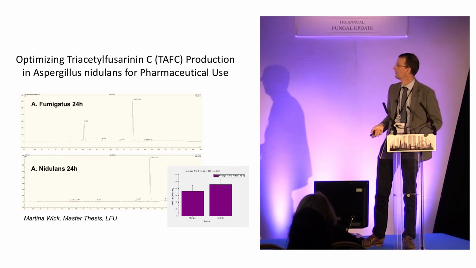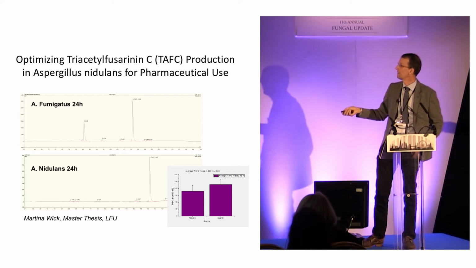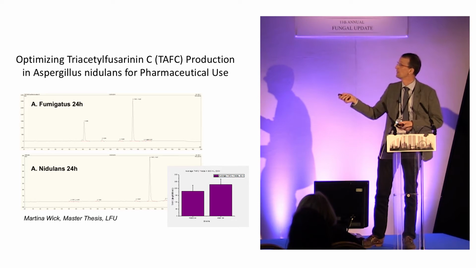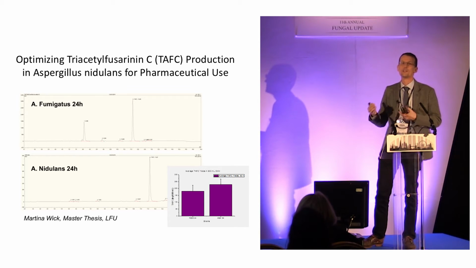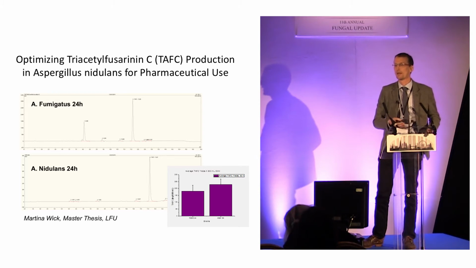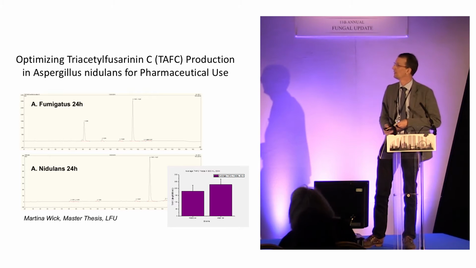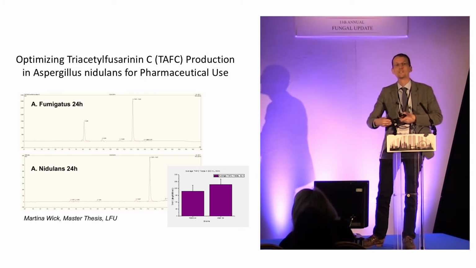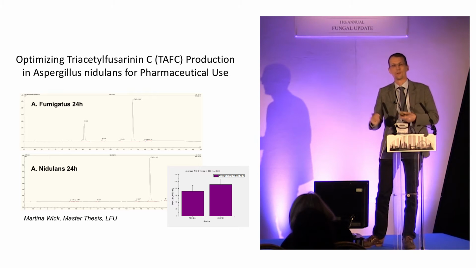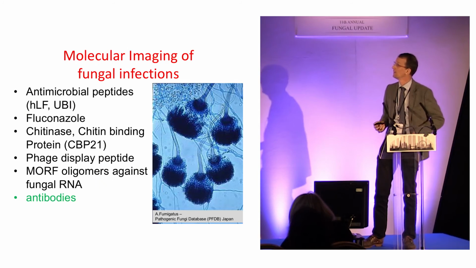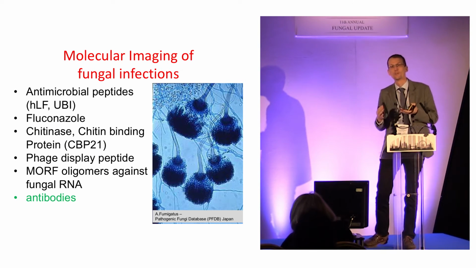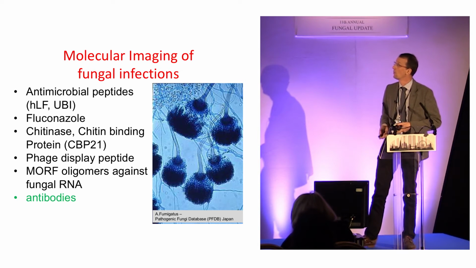So in a 5-liter culture, we can make 200 milligrams of this. We can isolate 200 milligrams of this TAF-C, which is enough, to give you an idea, to study 20,000 patients with this compound. So we need about 10 micrograms of the compound to radio-label it with gallium and to be injected. So that's called microdosing.